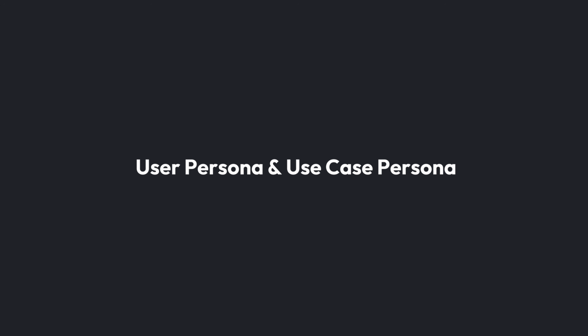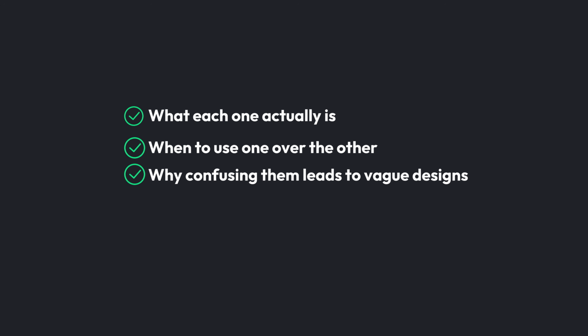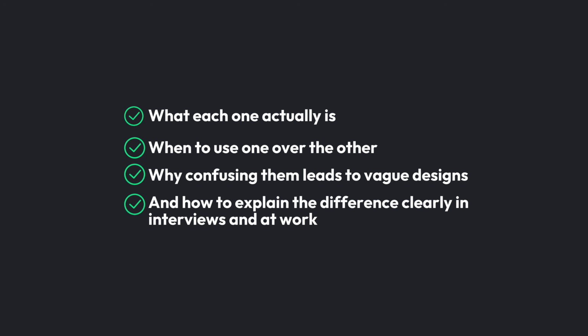So far, we've covered letter A through T, and today we are on letter U, and our word for today is, drum roll, user persona and use case persona. By the end of this video, you will know what each one actually is, when to use one over the other, why confusing them leads to vague designs, and how to explain the difference clearly in interviews and at work. Now, let's get right into it.